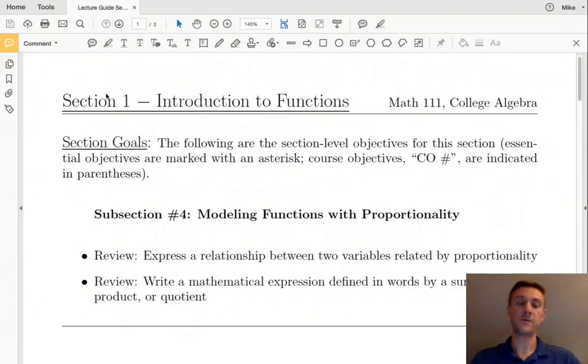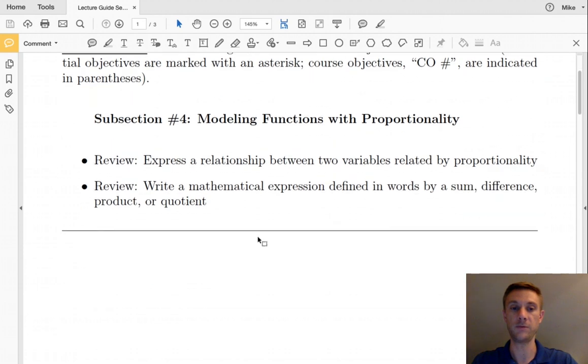Welcome back. We are still on section 1. There's a lot to accomplish here. We're looking at subsection 4. We're talking about modeling functions using proportionality. So there's a couple of review objectives kind of tucked within this.